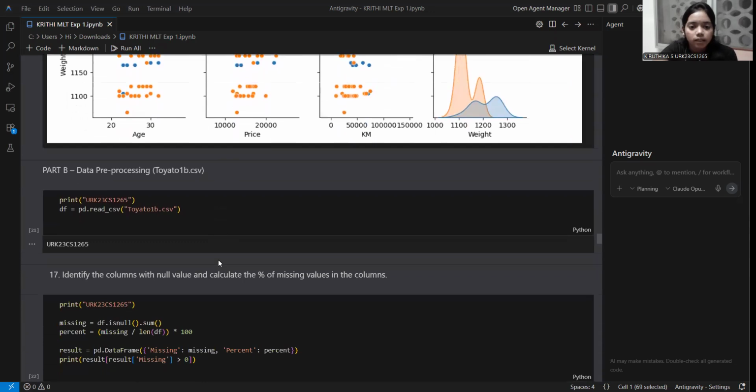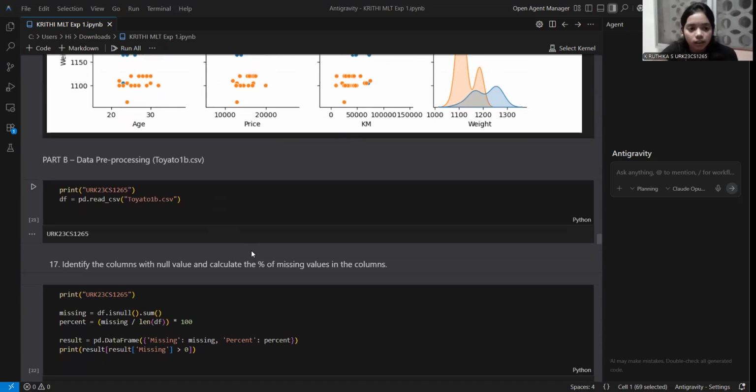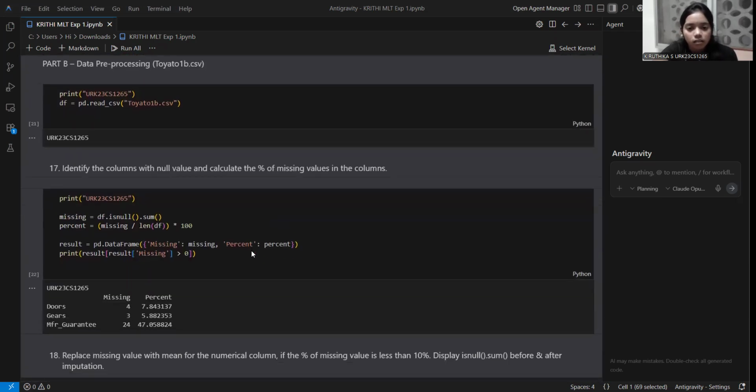And then part B is data pre-processing. Now the second data set, Toyota 1B.CSV, is used. The aim is to clean the data set before machine learning. And the 17th one is identify missing values. The program calculates number of missing values, percentage of missing values. This helps decide how to handle missing data.